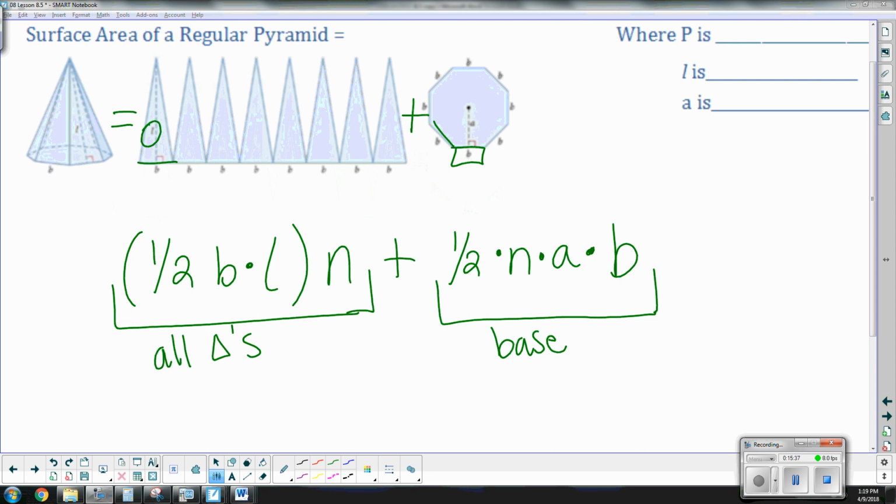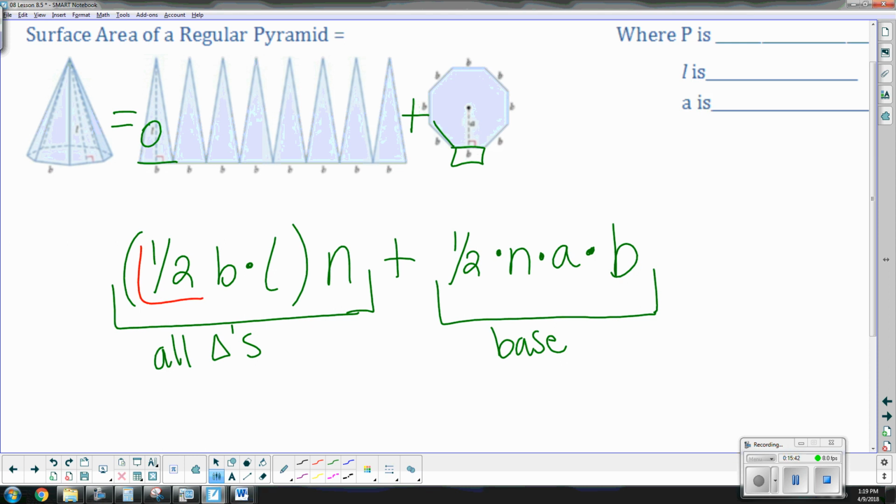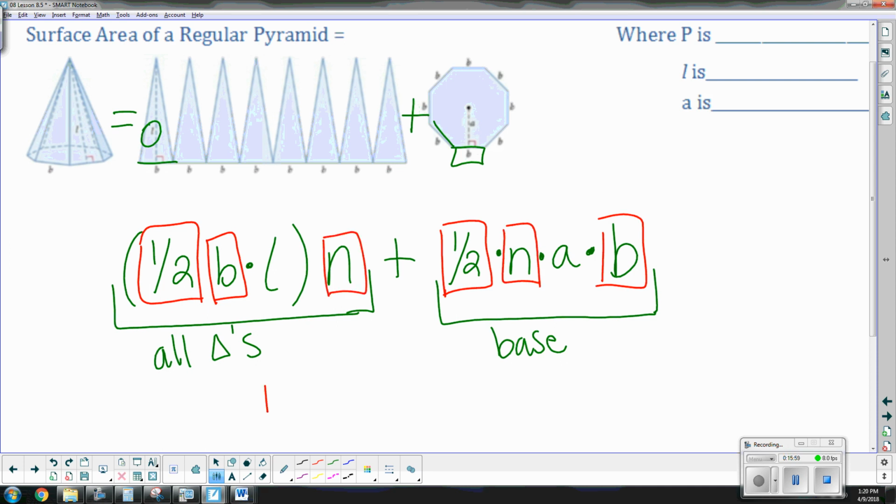So if you remember from algebra, we can factor. So let's factor a little bit. We have 1/2 in both terms. We have a B in both terms. And we have a number of sides in both terms. So 1/2 times B times the number of sides times whatever is left, our length and our apothem.